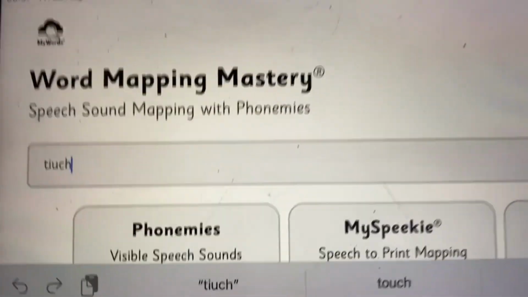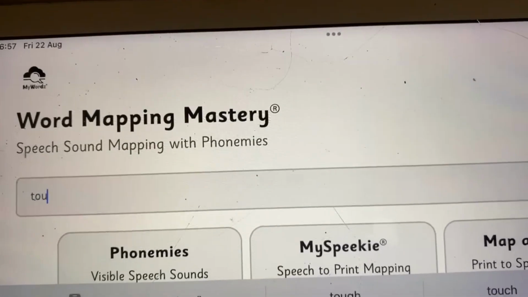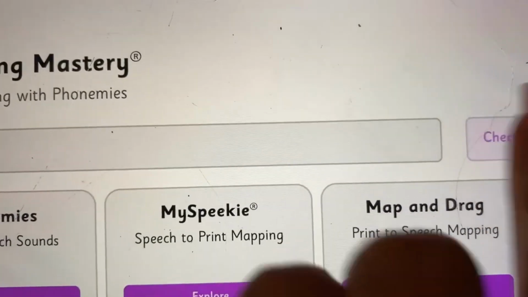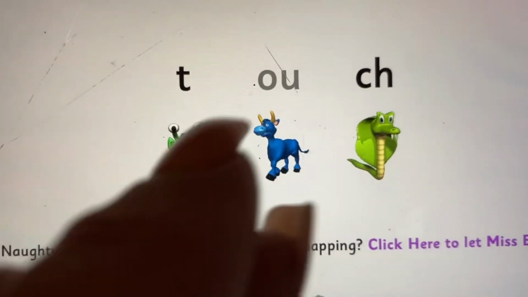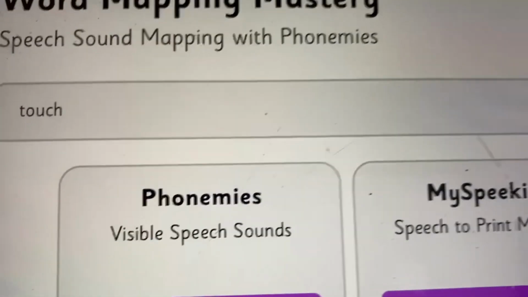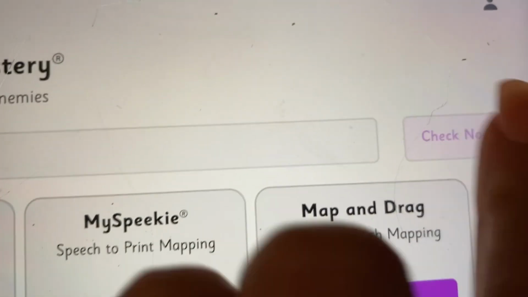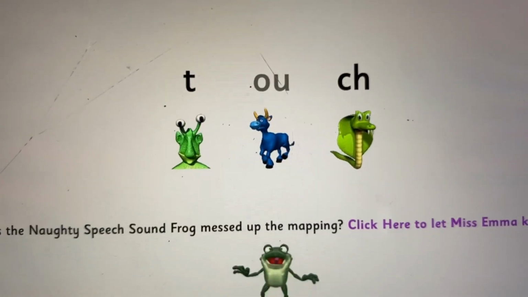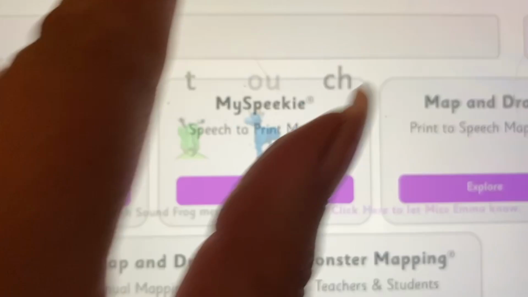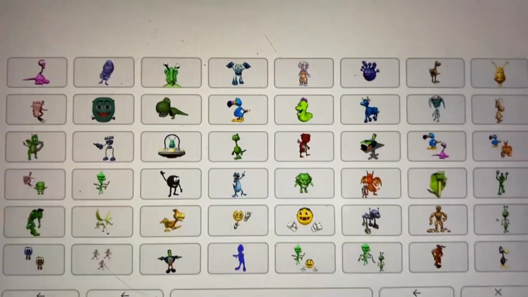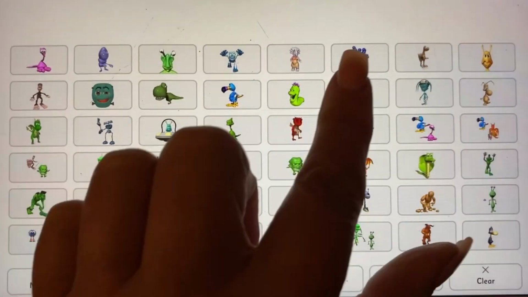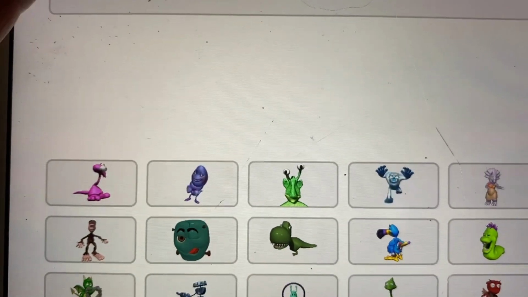Let's have a look at another one, like touch. Oops, can't type. Touch. Okay, so if we had touch, then the picture for the sound is going to be different again in this one, isn't it? So if they see a word and they're not sure how to read it, they can check which letters go together with the sounds. If they wanted to spell the word touch but didn't know how to spell it, it's going to show the correct spelling.